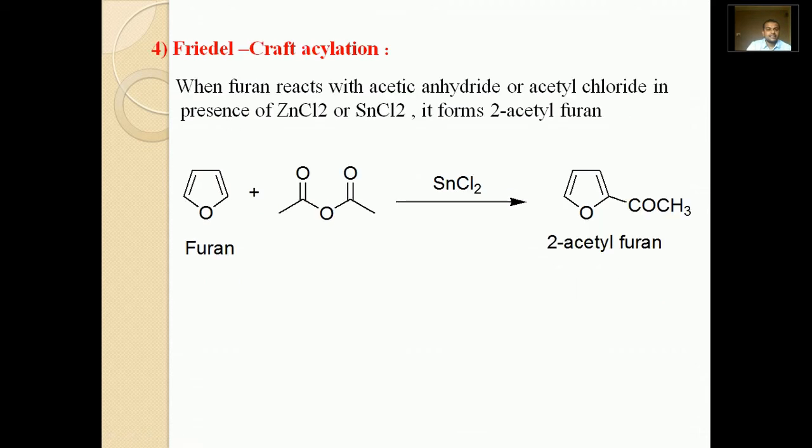Now the Friedel-Crafts acylation. As you know, acylation takes place in the presence of Lewis acids and acetic anhydride or acetyl chloride. When furan reacts with acetic anhydride or acetyl chloride in the presence of a Lewis acid, in this case SnCl2, acylation takes place at the 2 position, that is, addition of CH3CO takes place at the 2 position to form 2-acetyl furan.